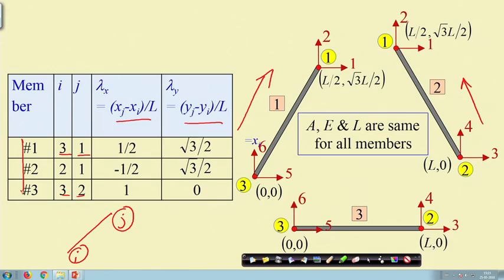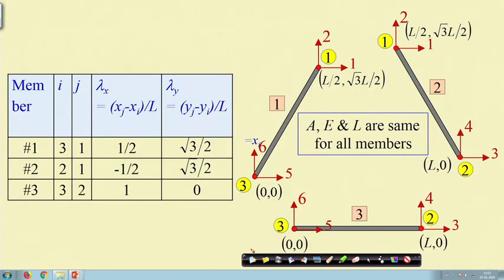But for a larger structure where you have many nodes and many members, the numbering is not arbitrary. I told you in the last class as well. Numbering has to be done in such a way that the matrix you get at the end is a banded matrix. What is a banded matrix? We'll discuss that.